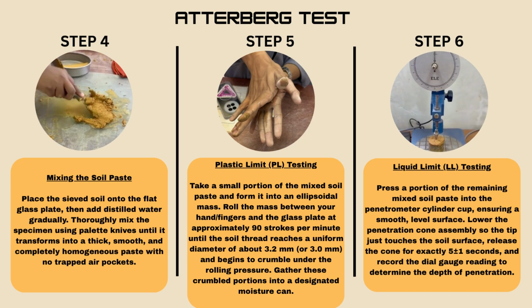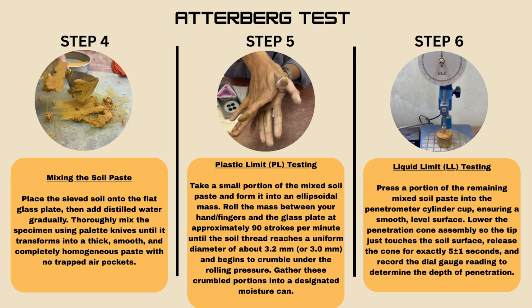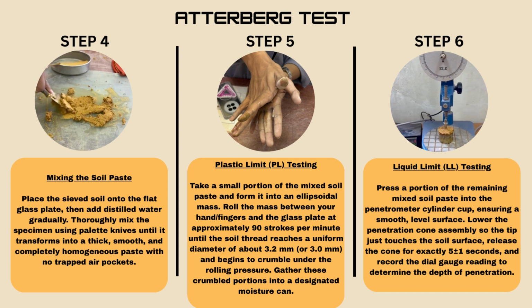Step 4. Mixing the soil paste. Place the sieved soil onto the flat glass plate, then add distilled water gradually. Carefully mix the specimen using a palette knife until it transforms into a thick, smooth, and completely homogeneous paste with no trapped air pockets.